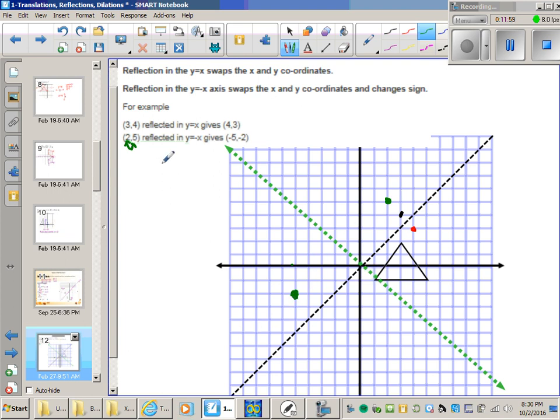So those are two rules that you need to remember. If you are reflecting across the line y equals x, you're just going to swap the x and y coordinates. If you're reflecting across the line y equals negative x, you swap the x and y coordinates, but you also change the sign. And you would also do that if you had a figure that you were changing.